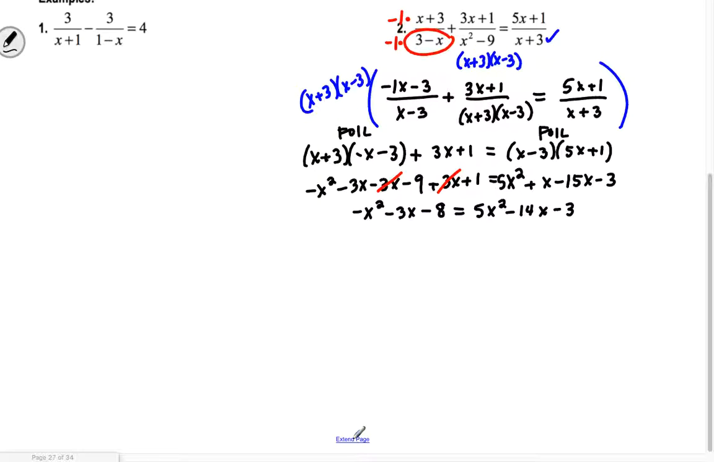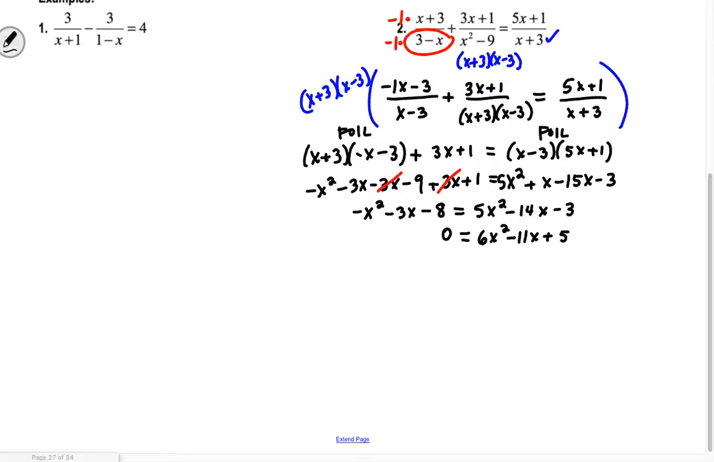All right, so get everything on one side. So we're going to have 6x squared, right, when I add the x squared over. I'm adding x squared over. And I'm going to add the 3x over, so I have minus 11x. And I'm going to add the 8 over. So I'm going to have 6x squared minus 11x plus 5.